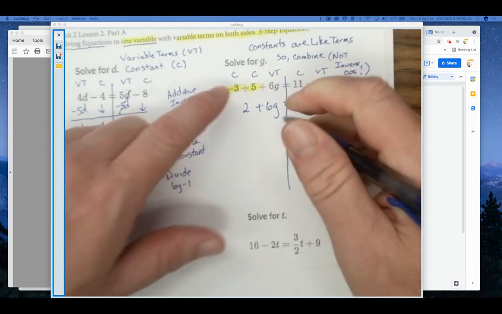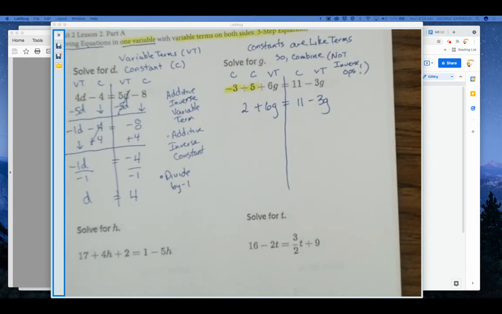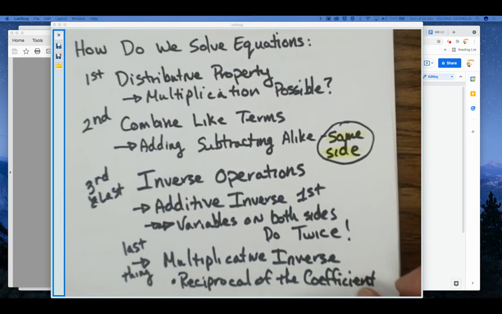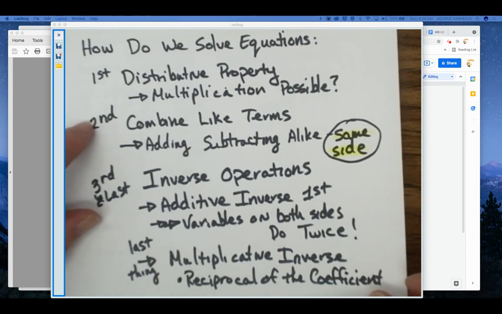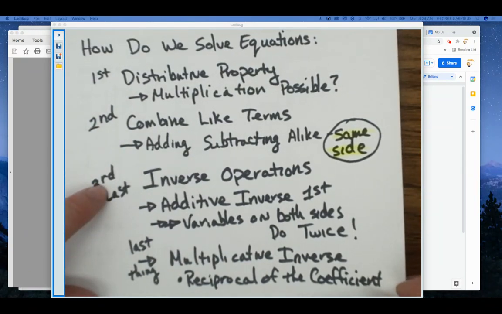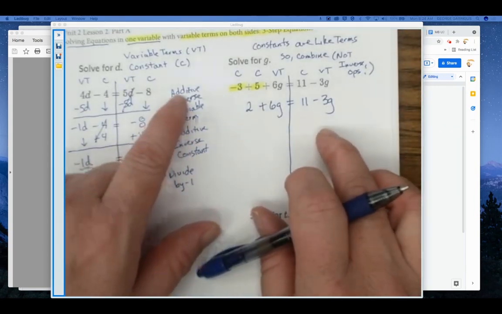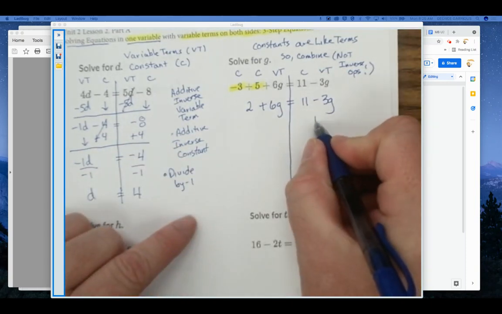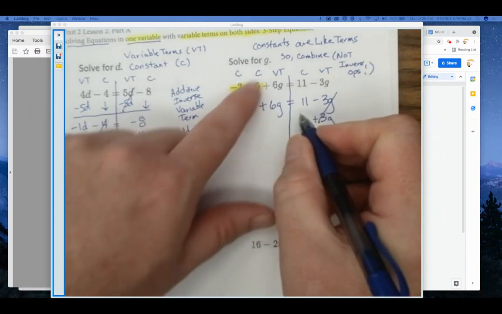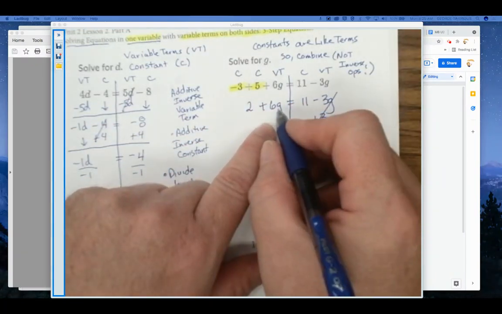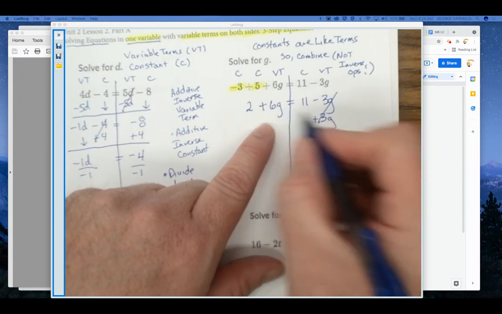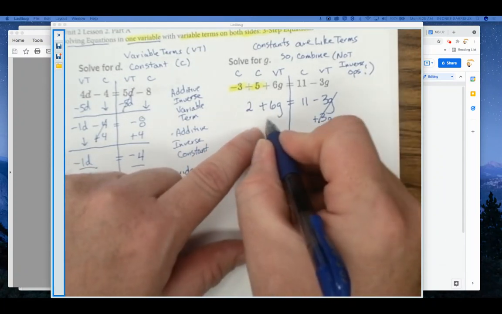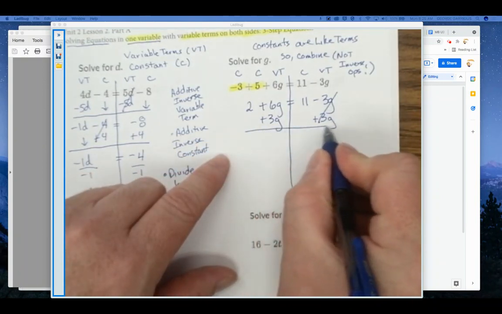We're following our order of how to solve equations. Once you've finished the first and second thing, you're done with those two. You're only on inverse operations at the end. So we have to get rid of the variable term first. Let's keep it positive by adding 3g to both sides. You always align to the common term. So this is a variable term, so I want to go plus 3g to the variable term here.